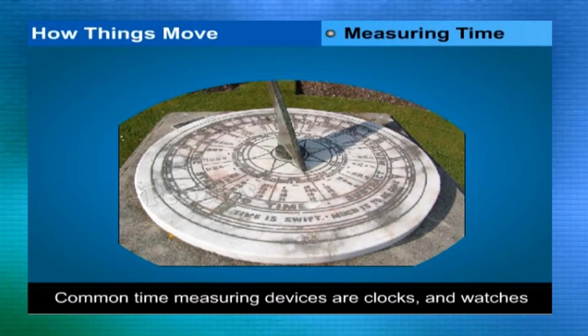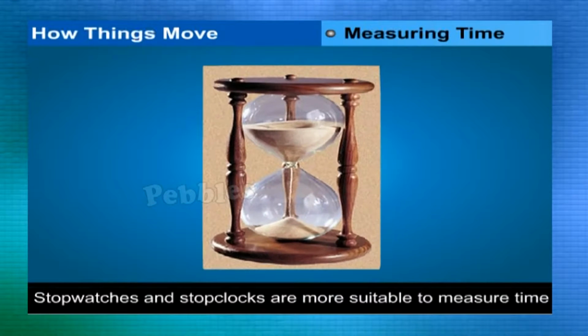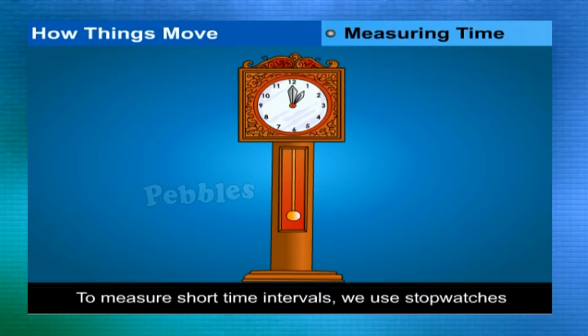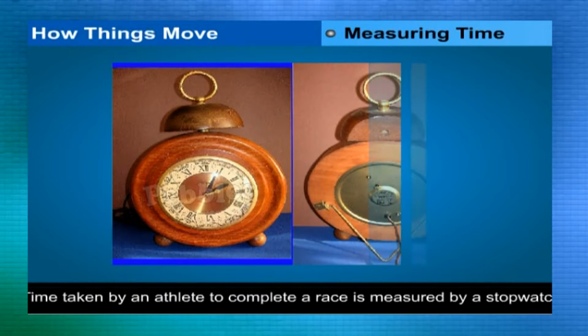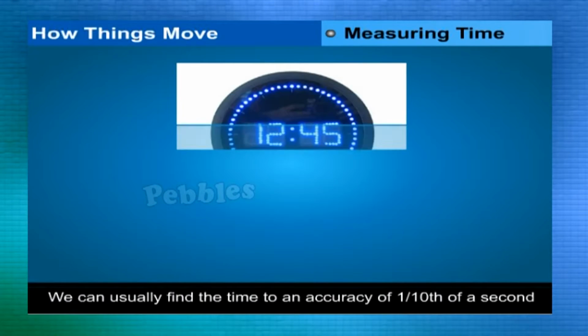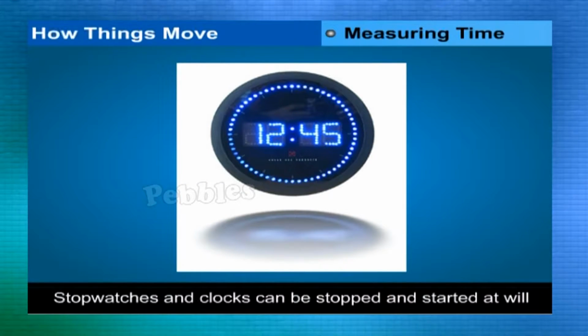Measuring time. Common time measuring devices are clocks and watches. In the laboratory, we are required to measure intervals of time for which stopwatches and stop clocks are most suitable. To measure short time intervals, we use stopwatches. For example, time taken by an athlete to complete a race can be measured by a stopwatch. With the help of a stopwatch, we can usually find the time to an accuracy of 1/10 of a second. Stopwatches and clocks can be stopped and started at will.